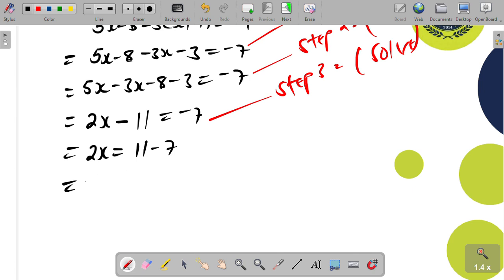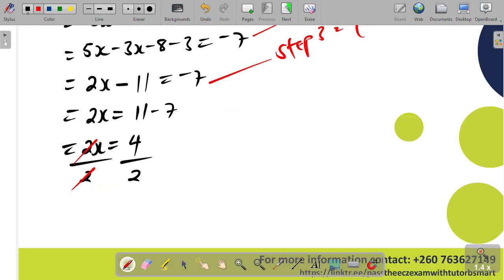We continue. Remember that this is an equation, so we are looking for the value of x. So here we say 11 minus 7. What do we get? Our answer is 4. Then here we divide both sides by 2. We cancel. We remain with x.